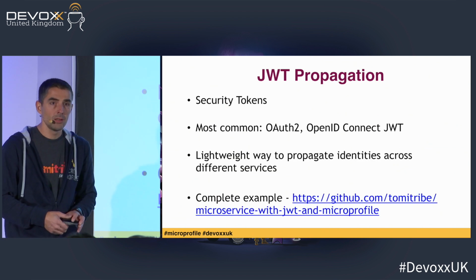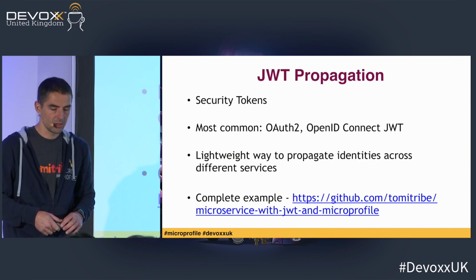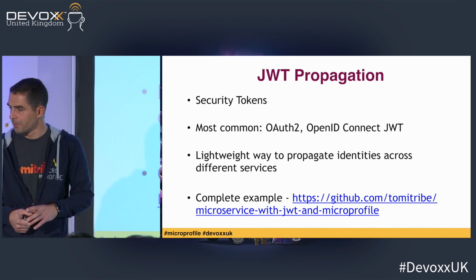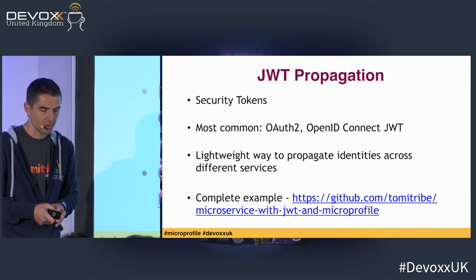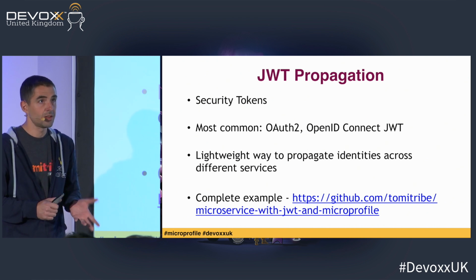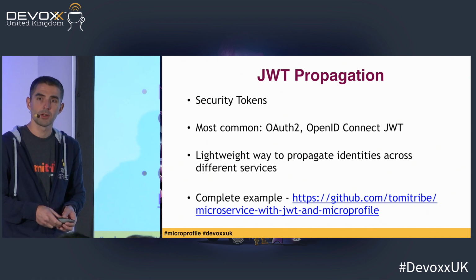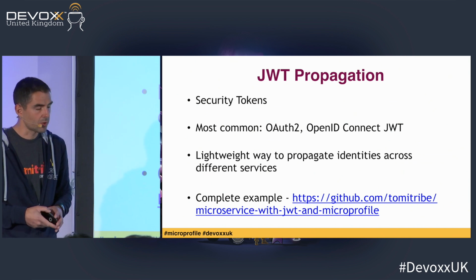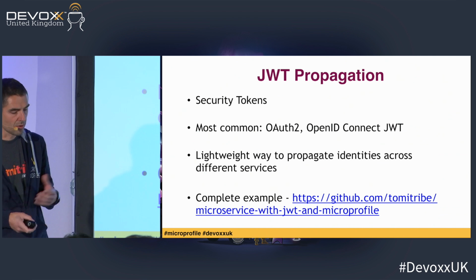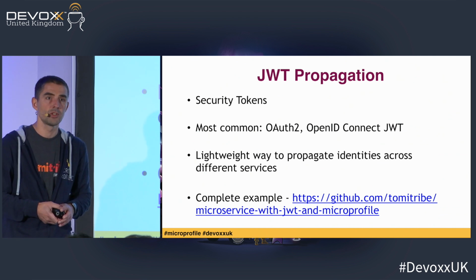So for that, we've got JWT propagation, which is also a spec from the MicroProfile framework. It came quite early in the MicroProfile world, just because it got inspired from other specifications like OAuth2 and OpenID, which are token-based.